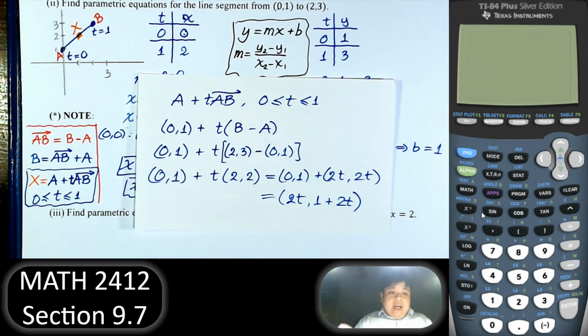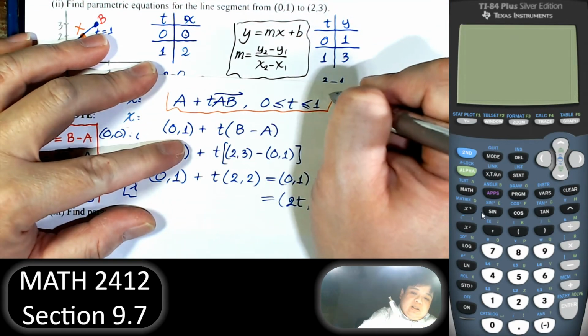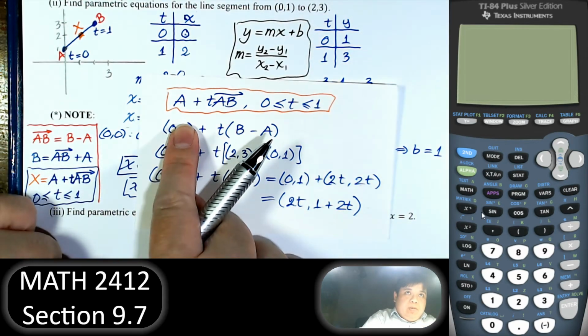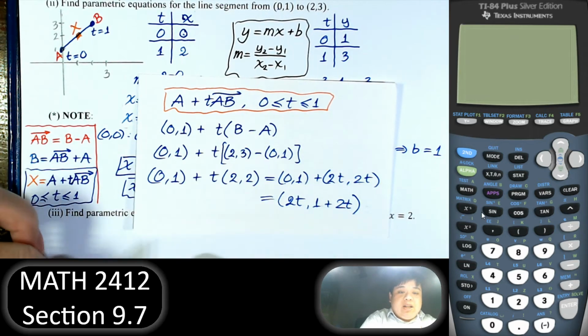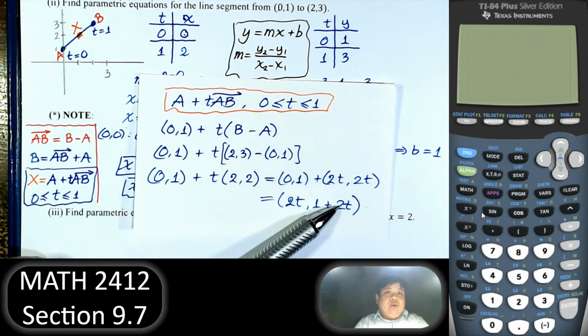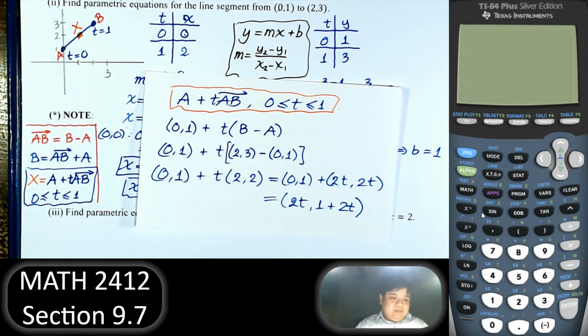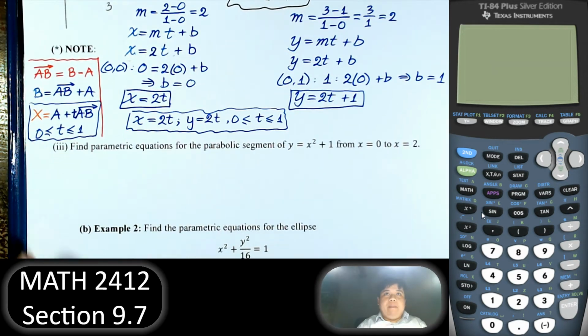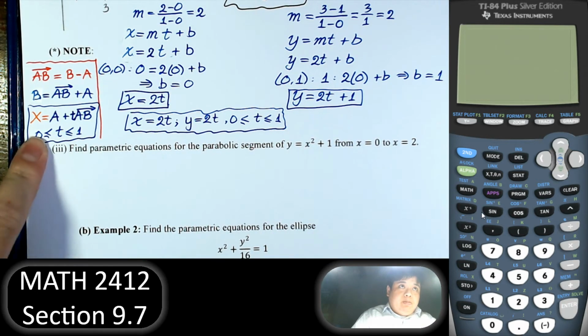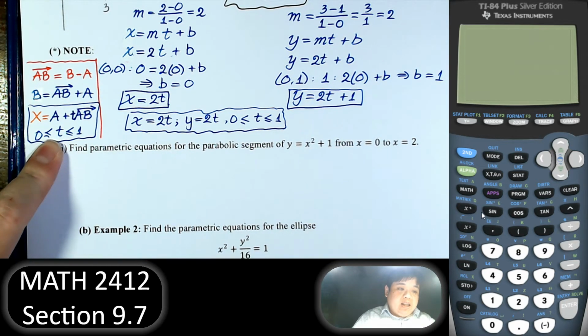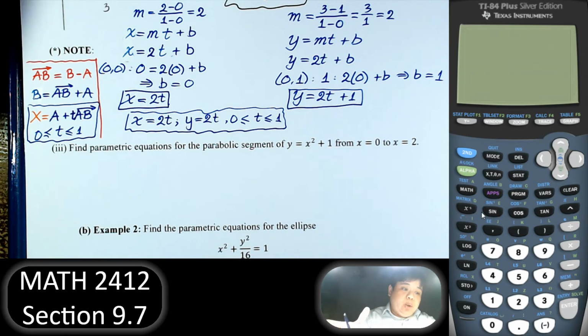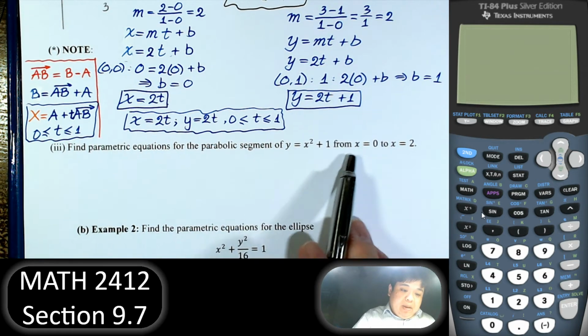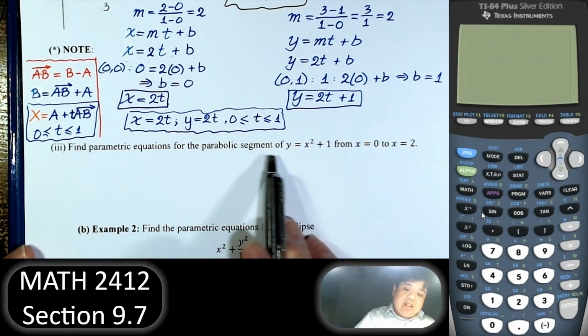Right, so if we want to parameterize the line segment, initial point plus t times the vector connecting them, and when we do that, we have x equal to 2t, y equal to 1 plus 2t, and t is between 0 and 1. Right, that's pretty much it. Simple enough. Keep in mind this is the way we parameterize a line segment, to turn a line segment into parametric equations. Next, parameterize this, meaning I will find a parametric equation for that curve from 0 to 2.